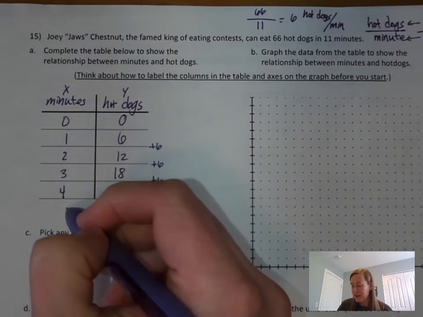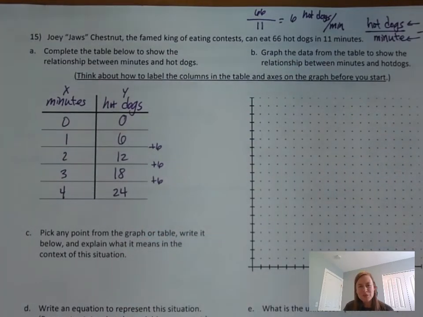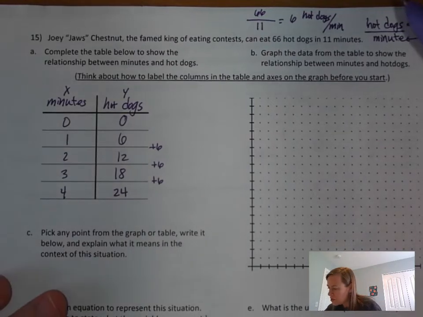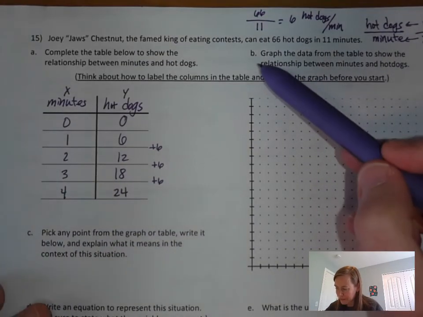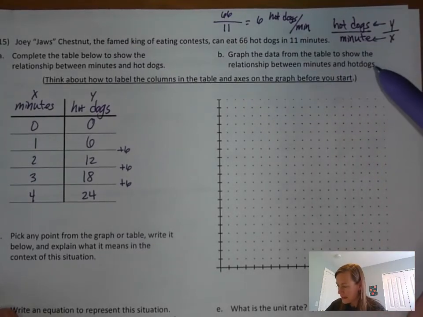Now, if you had 11 here, of course, you'd have 66 over here because that's our original information up there, but I don't feel like we really need that in our table, and that's totally fine. So, it says graph the data from the table and show the relationship between minutes and hot dogs.